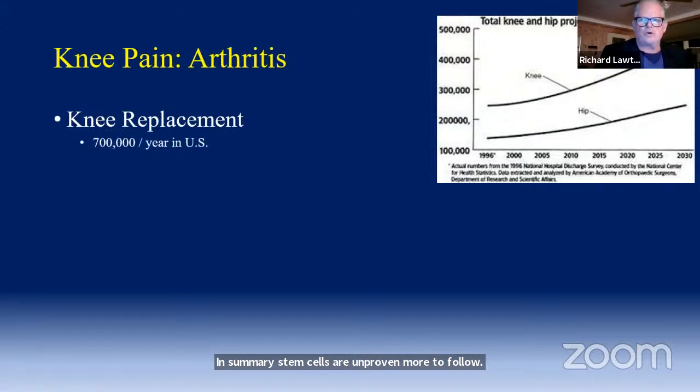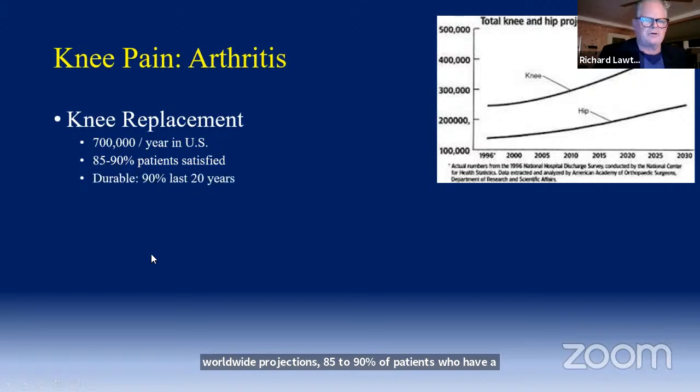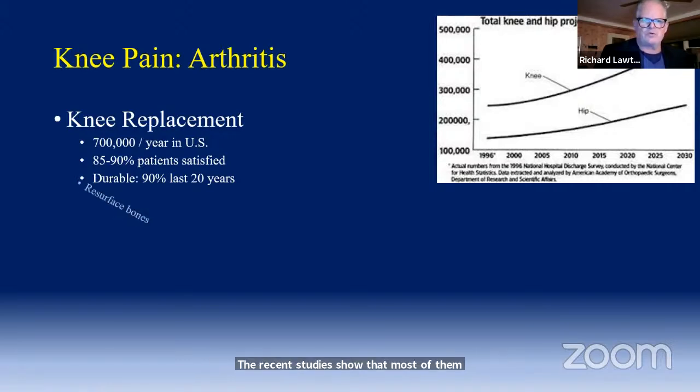Knee replacement is the workhorse for patients who have end-stage severe arthritis, many of whom have been through the trials of medicines and injections, cortisone, and these other things. The numbers in the US are going up, and this was a projection made back in 1996, and we're pretty much on track. Currently, 700,000 are performed in the US every year. These are worldwide projections. 85 to 90% of patients who have a knee replacement are in the end happy with their result. We do know that knee replacements are quite durable. The recent studies show that most of them last well beyond 20 years.